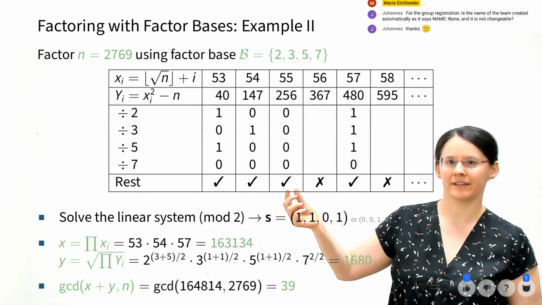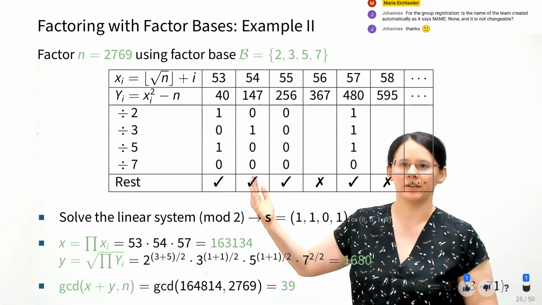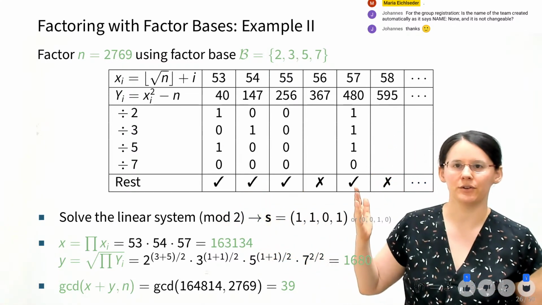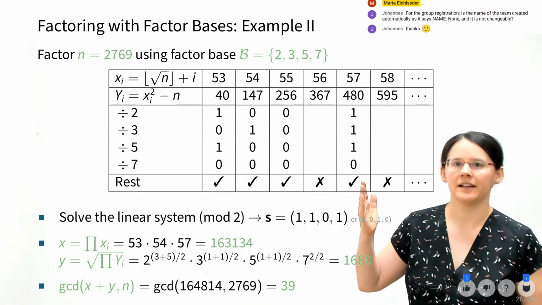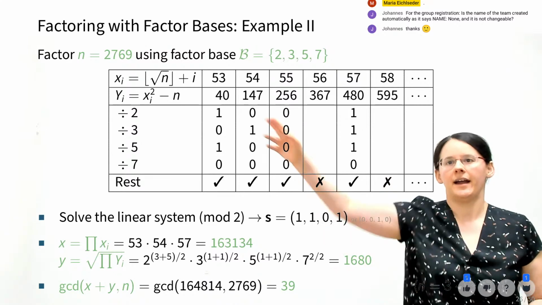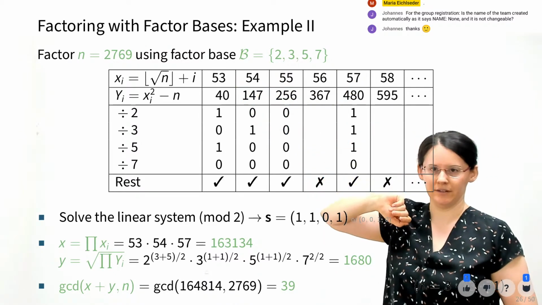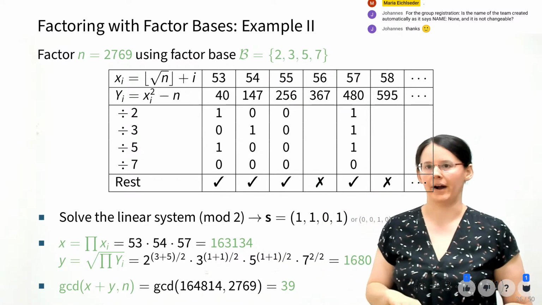But that's a bit boring. Let's do something more interesting. I think this one XOR this one XOR this one here is also 0. Yes. So let's do this combination instead of these 3 vectors. So let's take x equals 53, 54, and 57, and the corresponding y's.